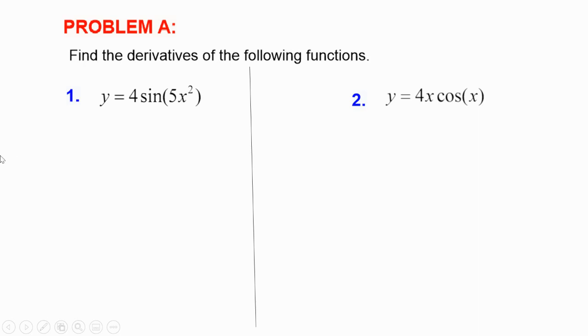So what's the derivative of 4 sine 5x squared? Well, remember that the 4 in the front can be just put aside for now. Just focus, because that's like a coefficient. You can multiply the result by 4 at the end. So really only focus on the sine of the 5x squared.